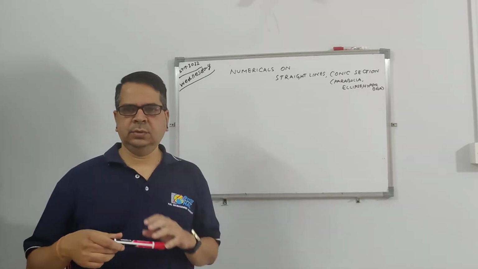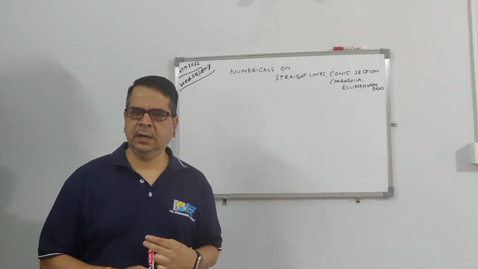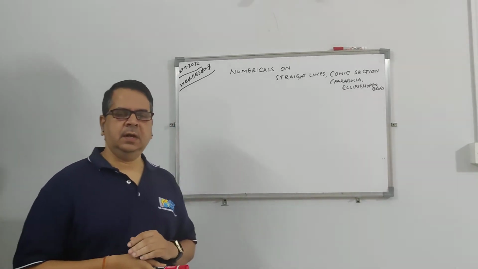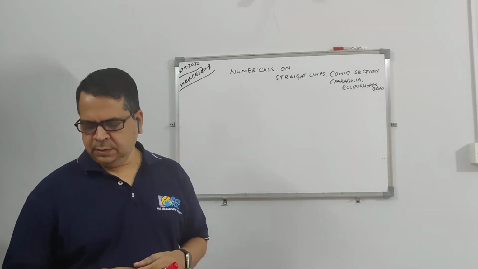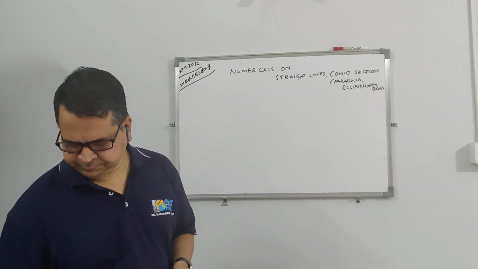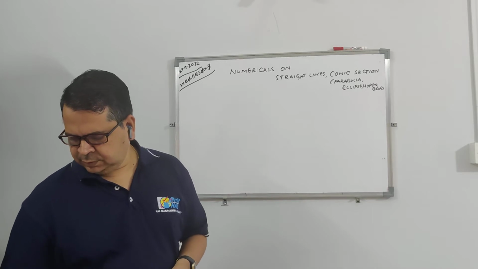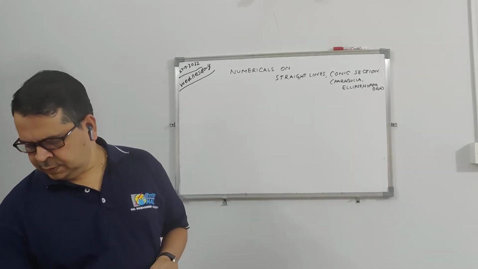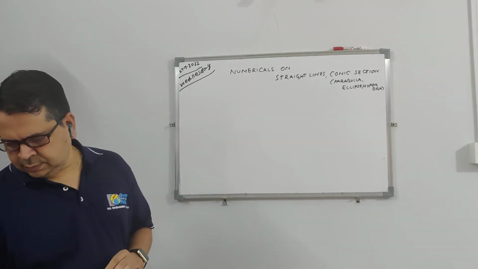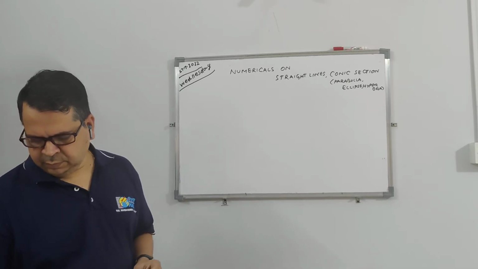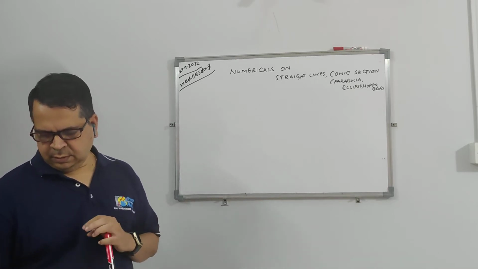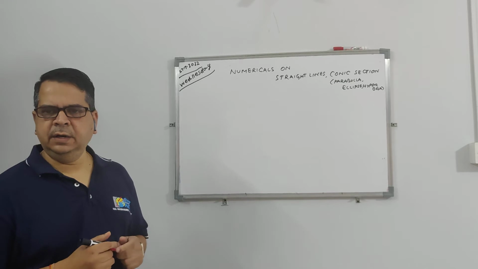Let us quickly go through some numericals on straight line and conic sections, that is parabola, hyperbola and ellipse. Like some common equations of a line in different forms.